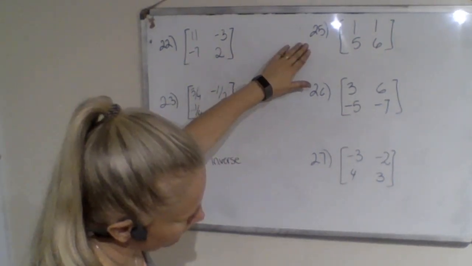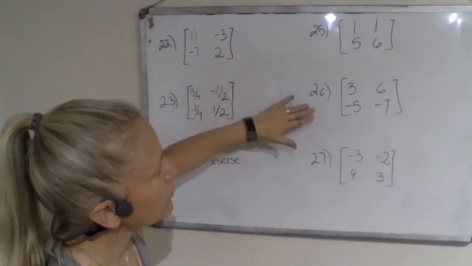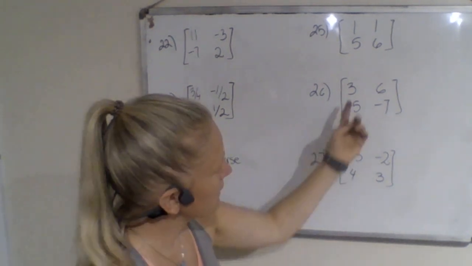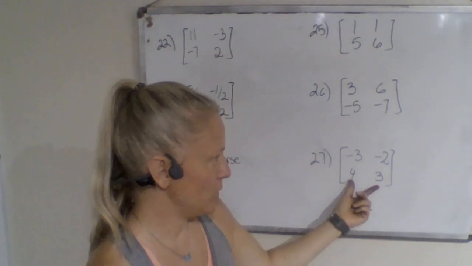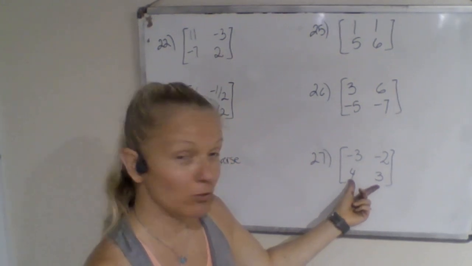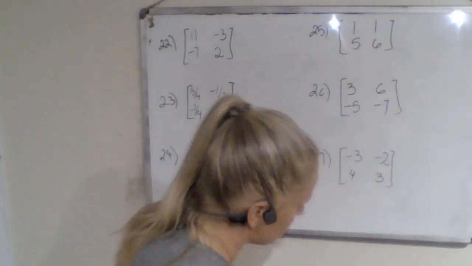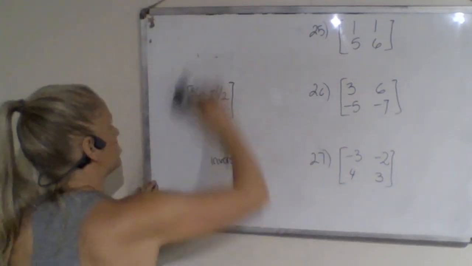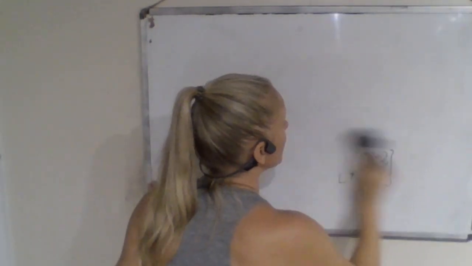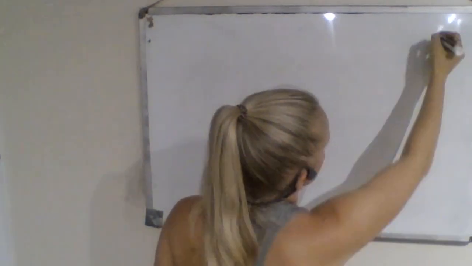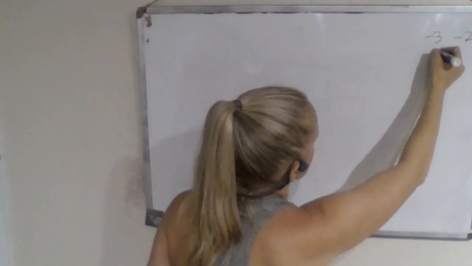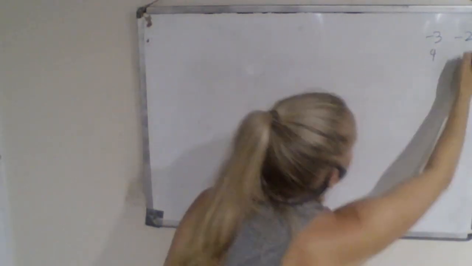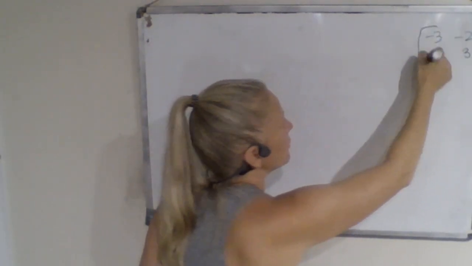For 25, 1, 1, 5, 6. For 26, the matrix you're looking for is 3, 6, negative 5, negative 7. 27, this is your answer. Negative 3, negative 2, 4, and 7. I have a feeling some of you struggled with this. So my plan right now for this video is to work 27 together with you to see how we get to that answer. I'm going to write it over here. Negative 3, negative 2. I should have not erased it. 4 and 3. This is where we need to get to, okay?